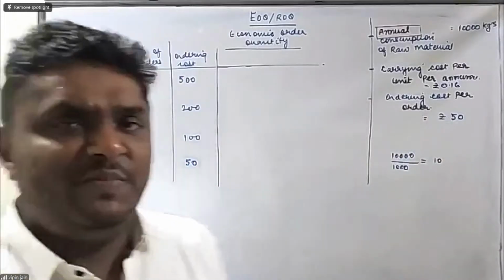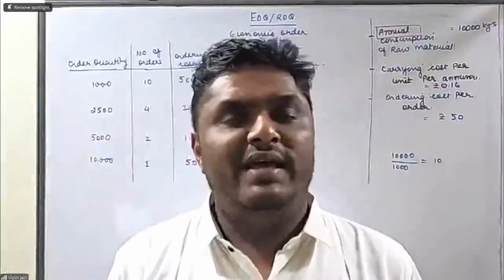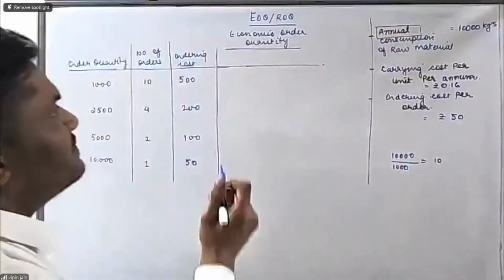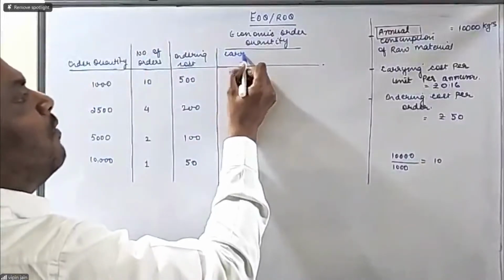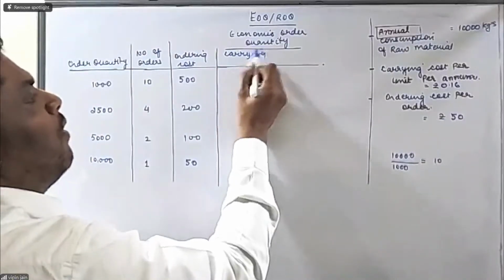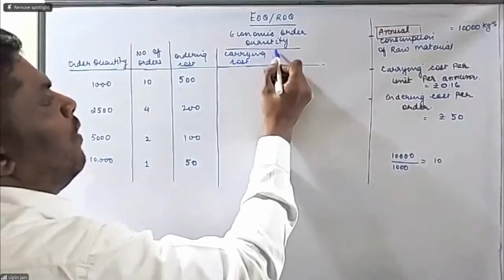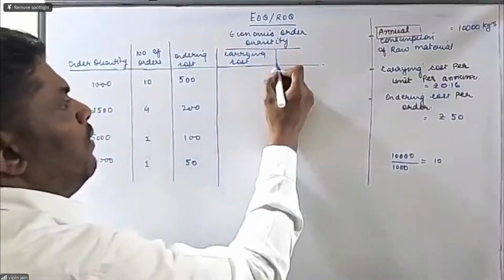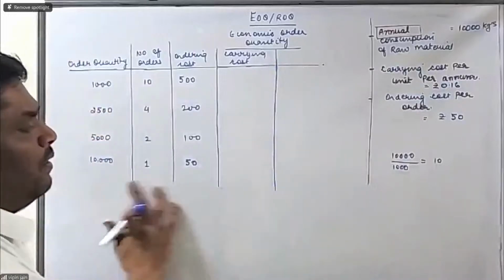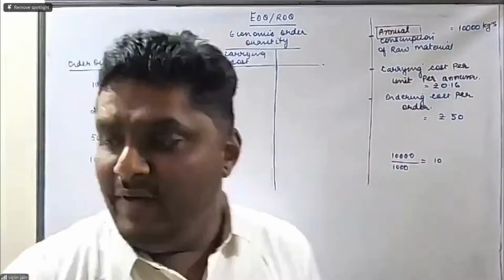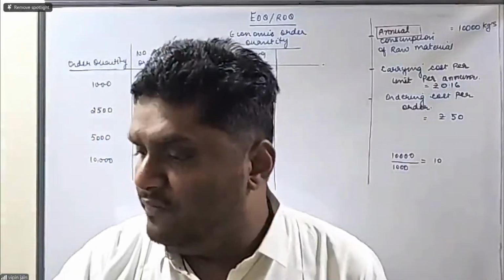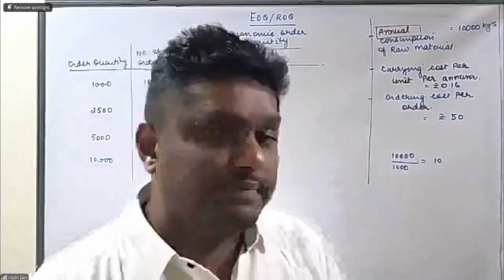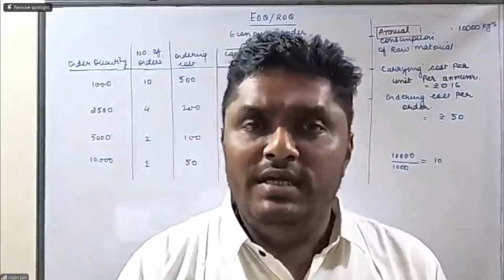So the first part is over; our ordering cost has come. Now the second part, which cost we need to check? The carrying cost. Now guys, very important point. Very good everyone. Now very important point. Carrying cost.